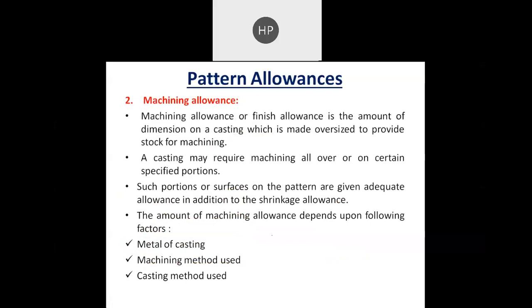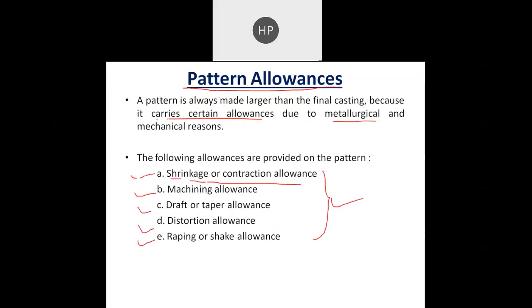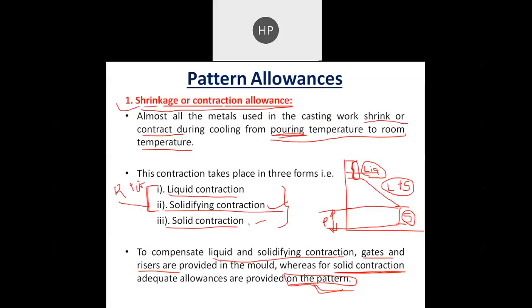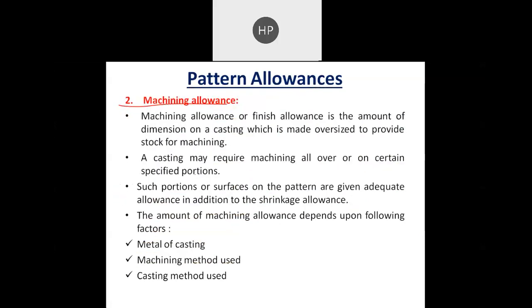Second allowance is a machining allowance. Okay, we have a total of 5 allowances. First one is a shrinkage or contraction allowance, then second one is a machining allowance. So machining allowance or finish allowance is the amount of dimension on a casting which is made oversize to provide stock for machining.